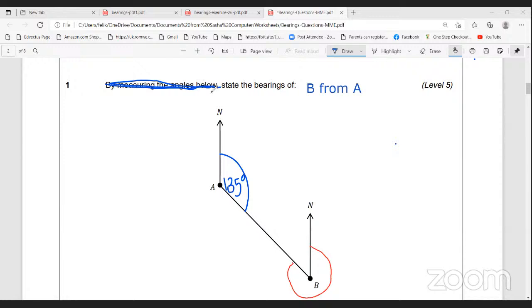Bearing of B from A. Miss, are you talking about something like this, the same circle thing right here?